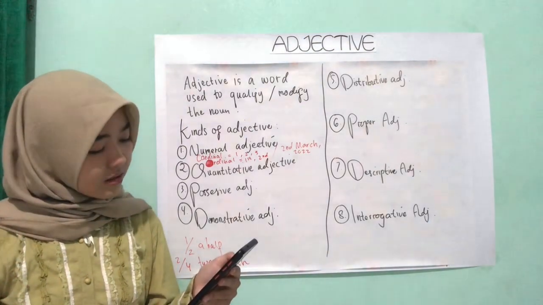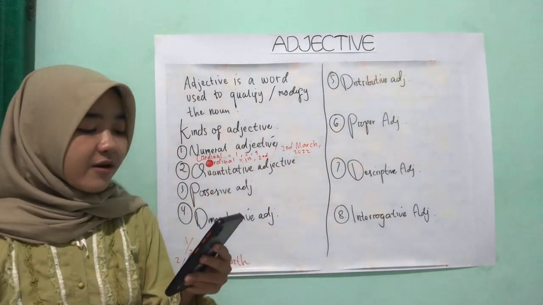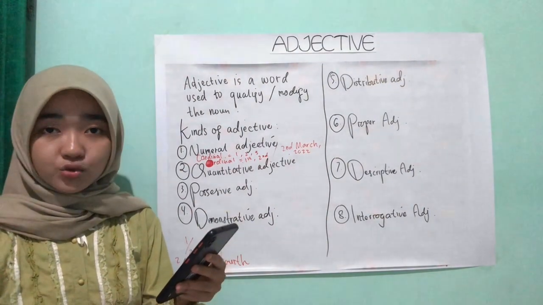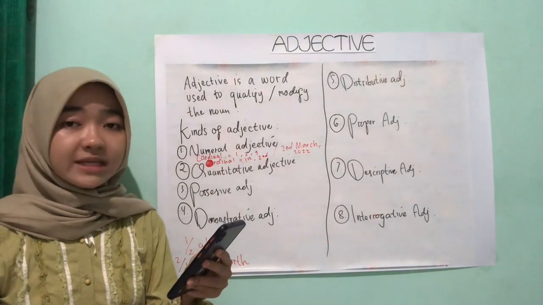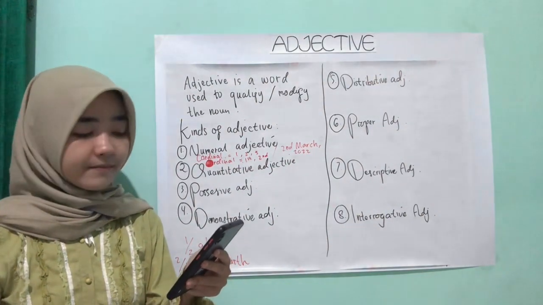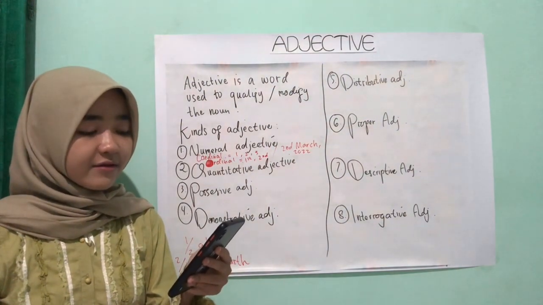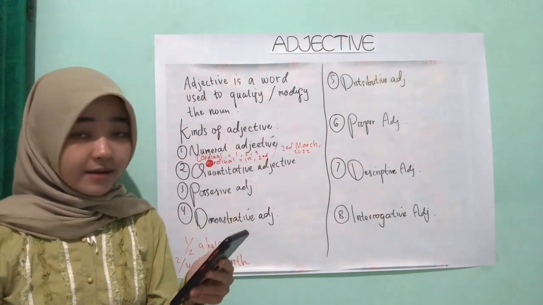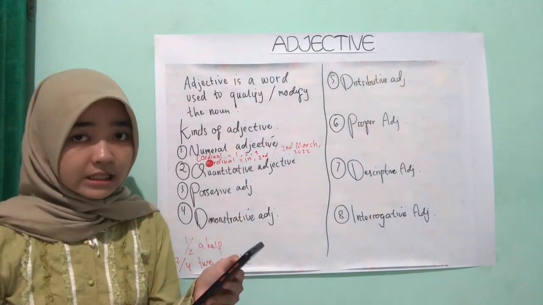The fourth, demonstrative adjective. There are two types of demonstrative adjective. Definite. For example, the, this, that. And indefinite. For example, a or an, some, other. Do you know the difference of a or an?